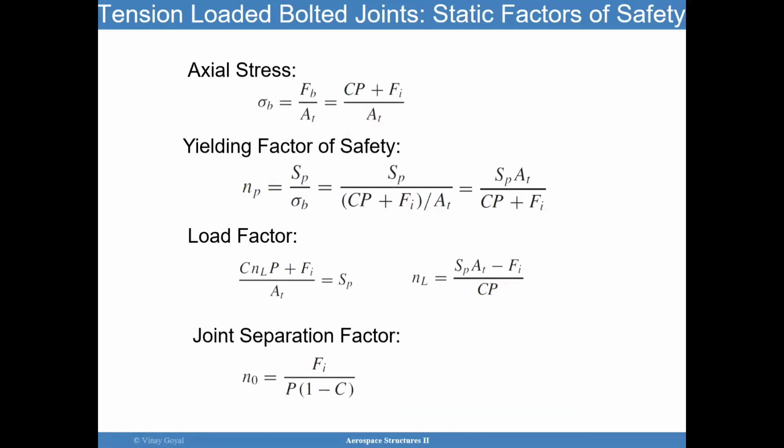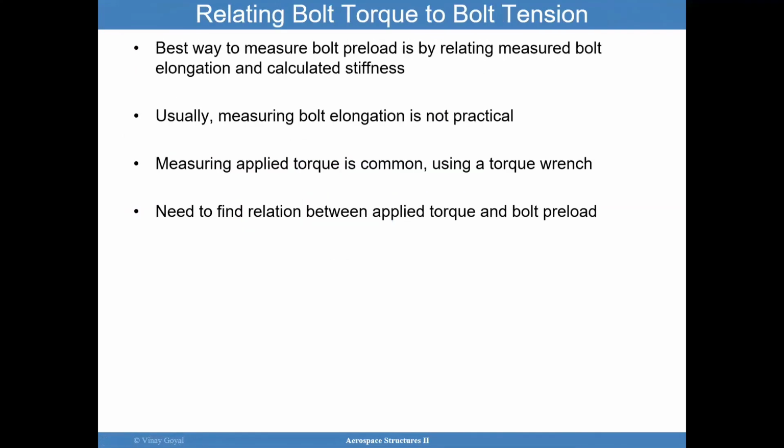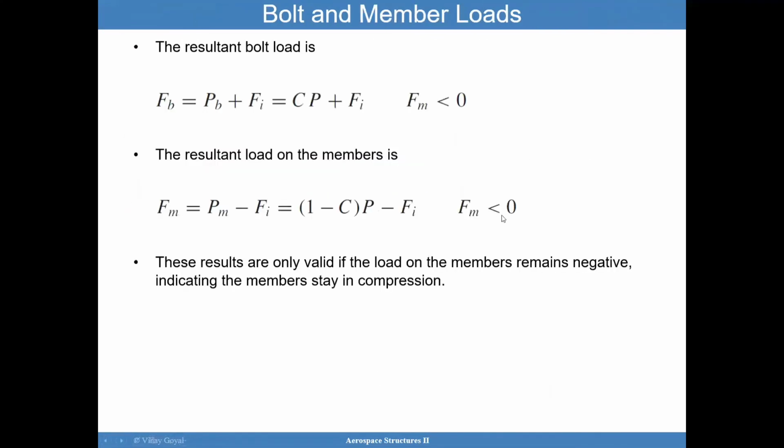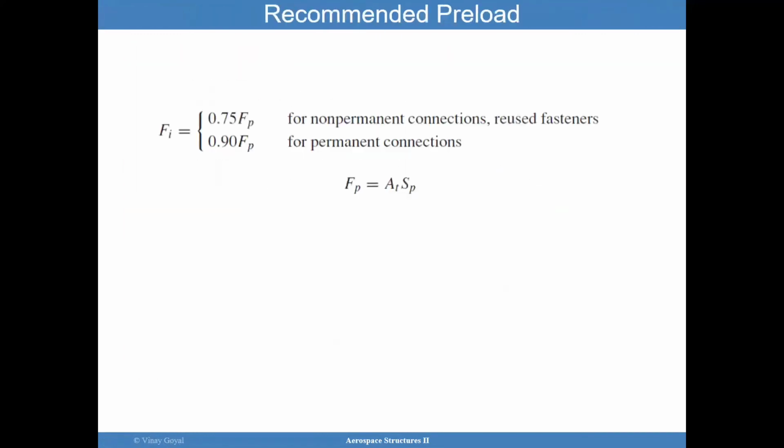You can also calculate factors of safety: axial stress, yield factor of safety, load factor of safety. But the joint separation factor of safety is very important. You calculate the preload, the constant of that joint, and the external load applied P. We want to make sure that there's no gapping. It really comes down to this equation. We want to make sure the member is in compression. If it's not in compression, you will have gapping. So that is the criteria that should be considered in the design.